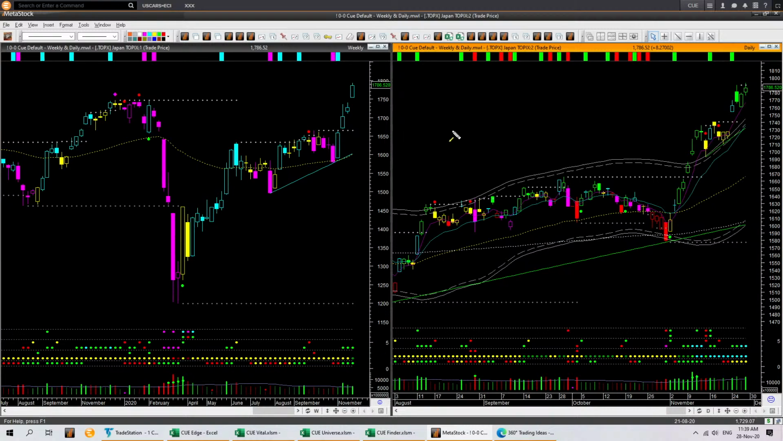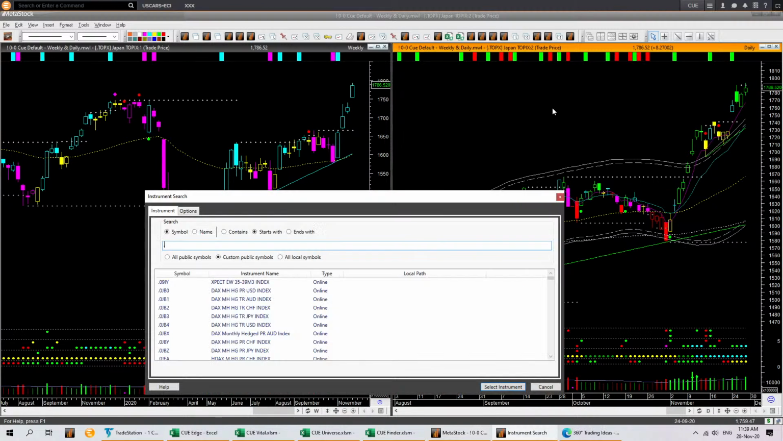Australian index, no, this is not Australian index. Let's start with this index which is on the chart, Japan's Topix index. Very bullish in the weekly, very bullish in the daily. It's overbought but very bullish.